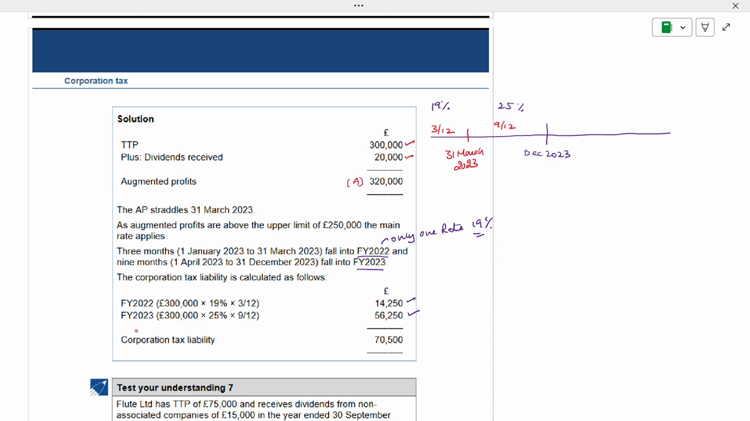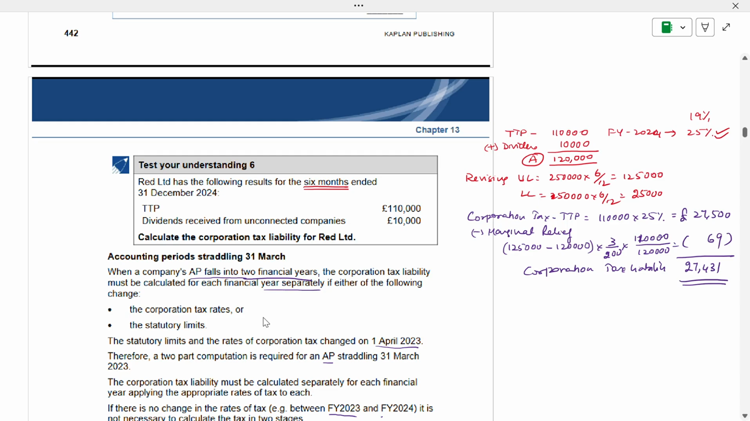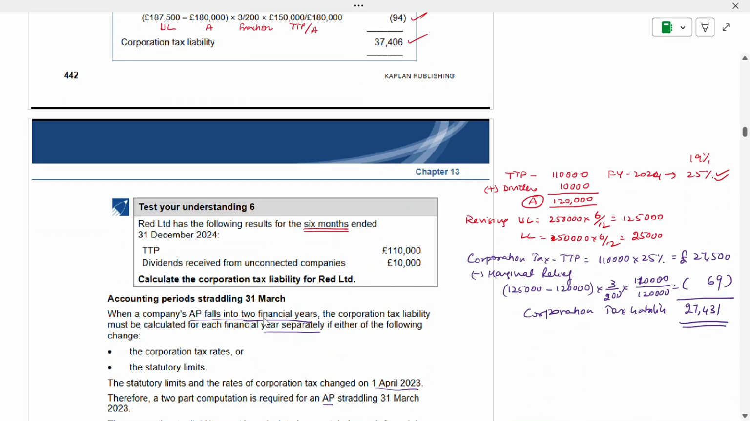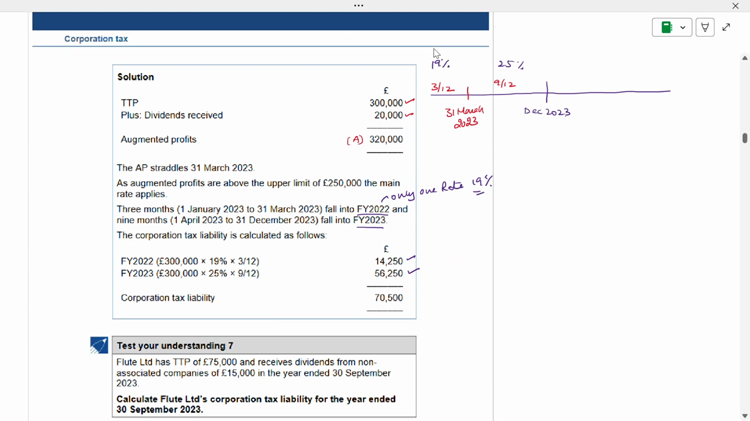As augmented profits are above the upper limit, the main rate applies. I don't think so. Is it not? It's not like that. We are based on what? We are based on the augmented profit. See, relief is going to be the upper limit and lower limit.